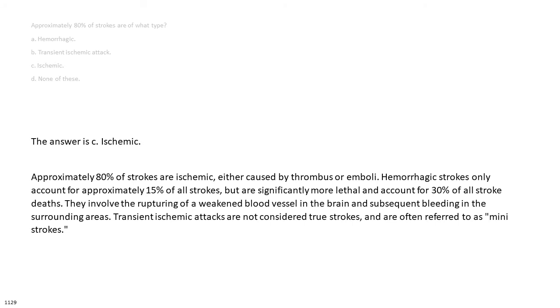The answer is C. Ischemic. Approximately 80% of strokes are ischemic, either caused by thrombus or emboli. Hemorrhagic strokes only account for approximately 15% of all strokes, but are significantly more lethal and account for 30% of all stroke deaths. They involve the rupturing of a weakened blood vessel in the brain and subsequent bleeding in the surrounding areas. Transient ischemic attacks are not considered true strokes, and are often referred to as mini strokes.